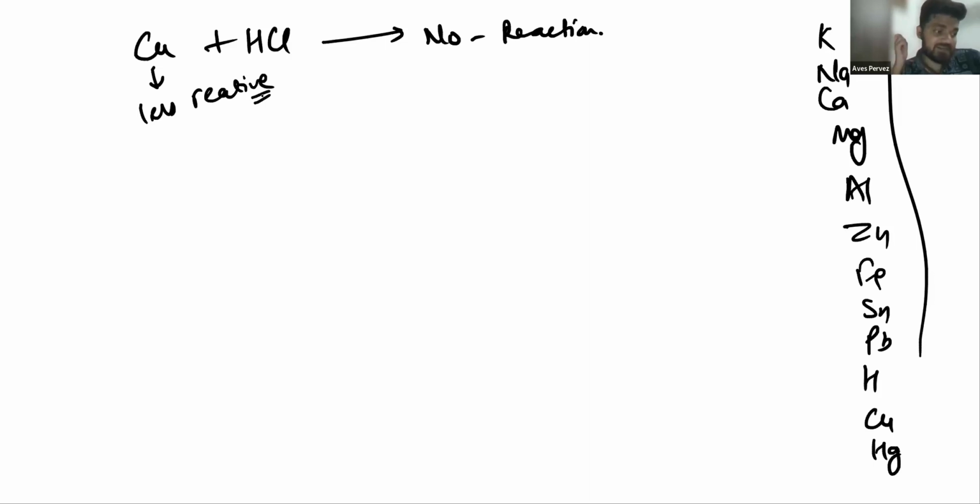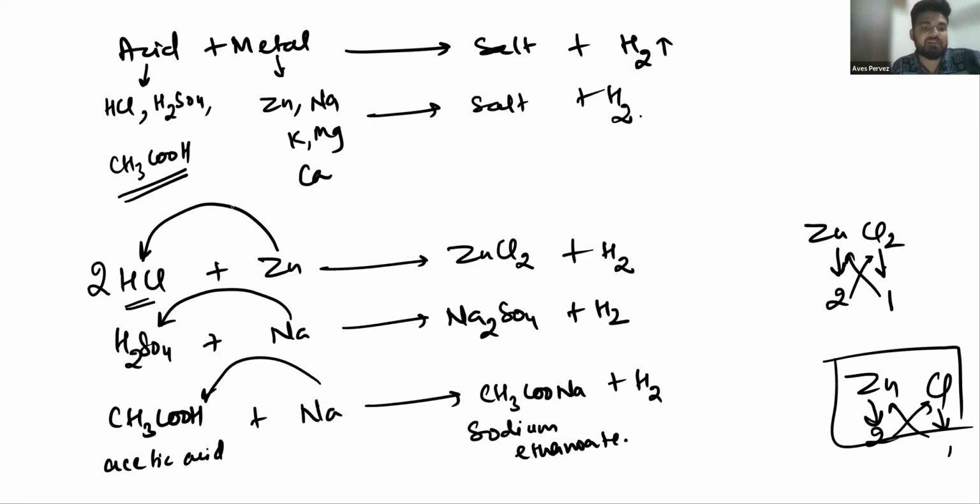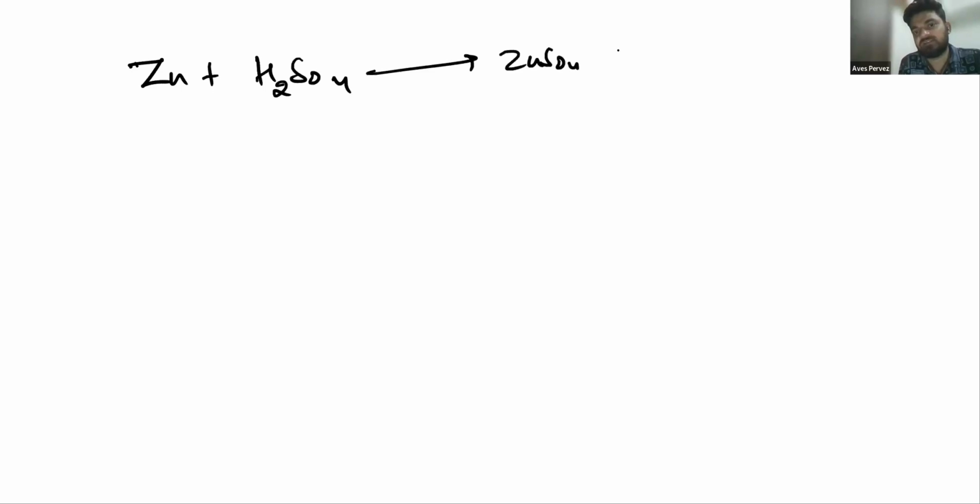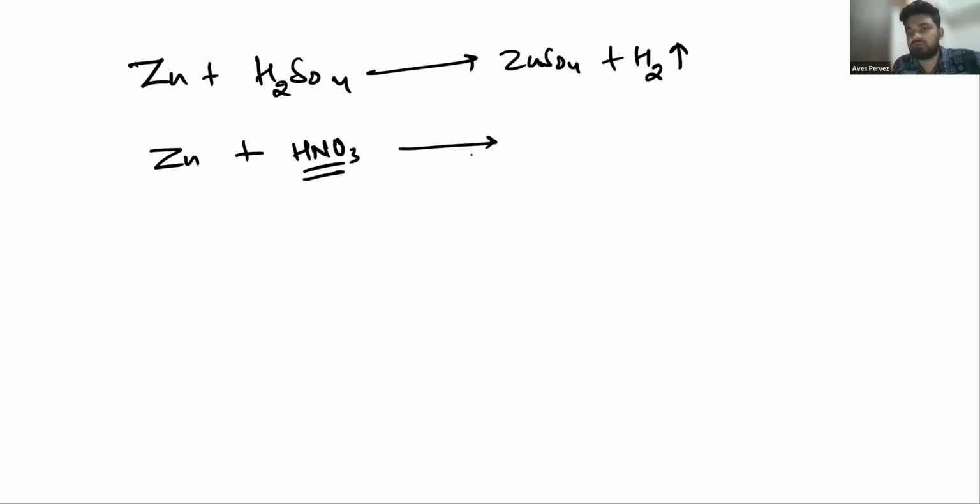Now you need to keep in mind that there is an exception for the acids also. If I'm saying that metals when reacting with acid give salt plus hydrogen gas, then zinc reacting with H2SO4 will give you ZnSO4 plus hydrogen gas. But if the same zinc is reacting with HNO3, that is nitric acid, which is a very strong acid, no hydrogen gas will be produced.